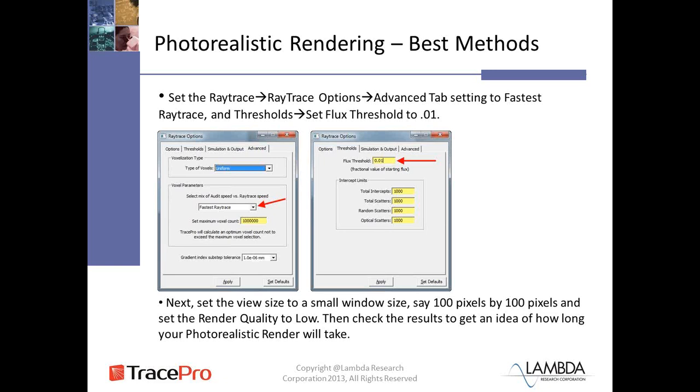Next, we want to set the view size to a very small window size when we start off. I suggest at a maximum 100 pixels by 100 pixels, and make sure you set the render quality to low. Then check the results to get an idea of just how long the photorealistic render will take. If you set to a medium size, understand that if it takes 10 minutes for a render quality set to low, it'll take 100 minutes for a medium render quality. So use the ray trace options to first set the system to ray trace as fast as possible for the photorealistic render.